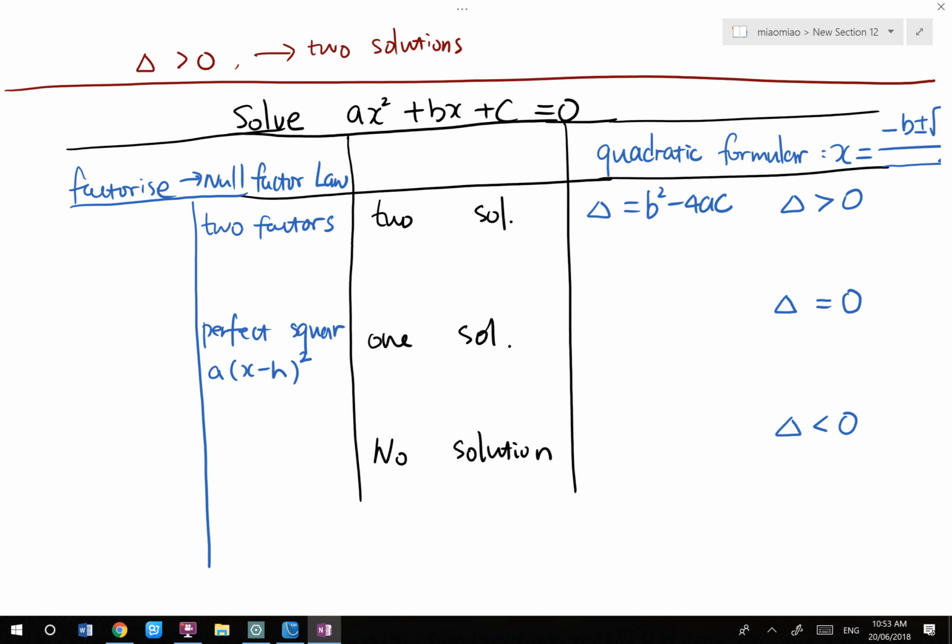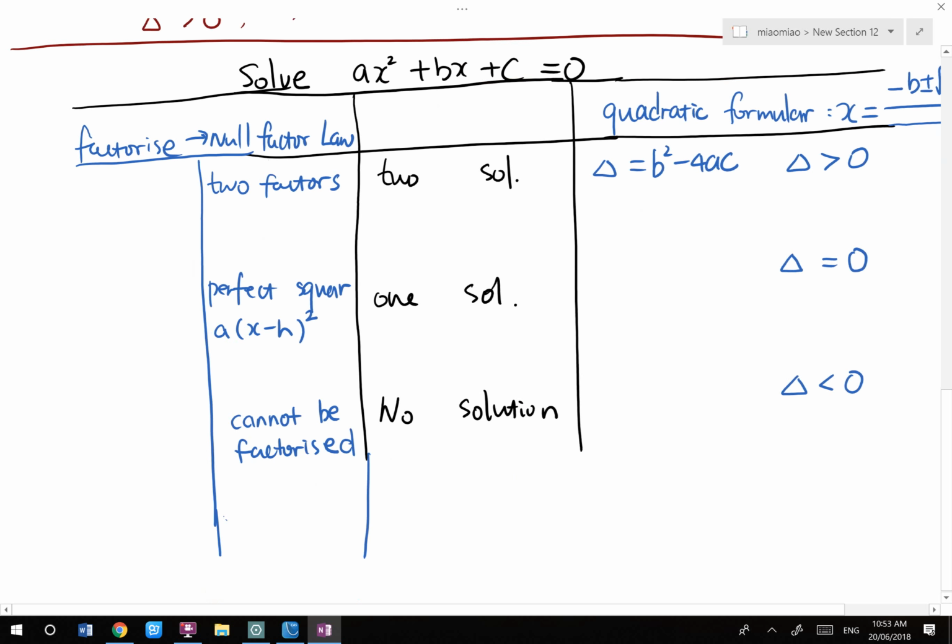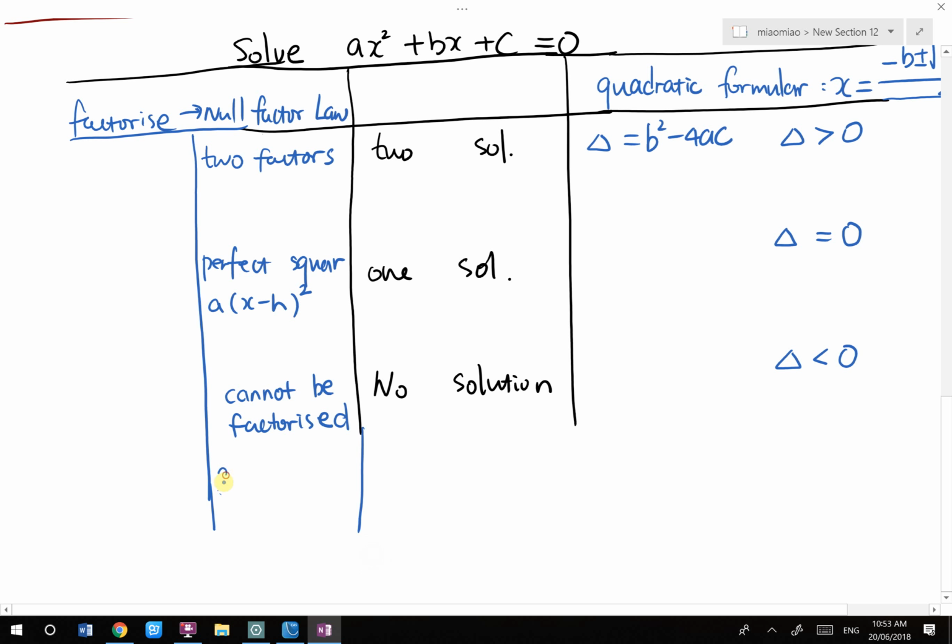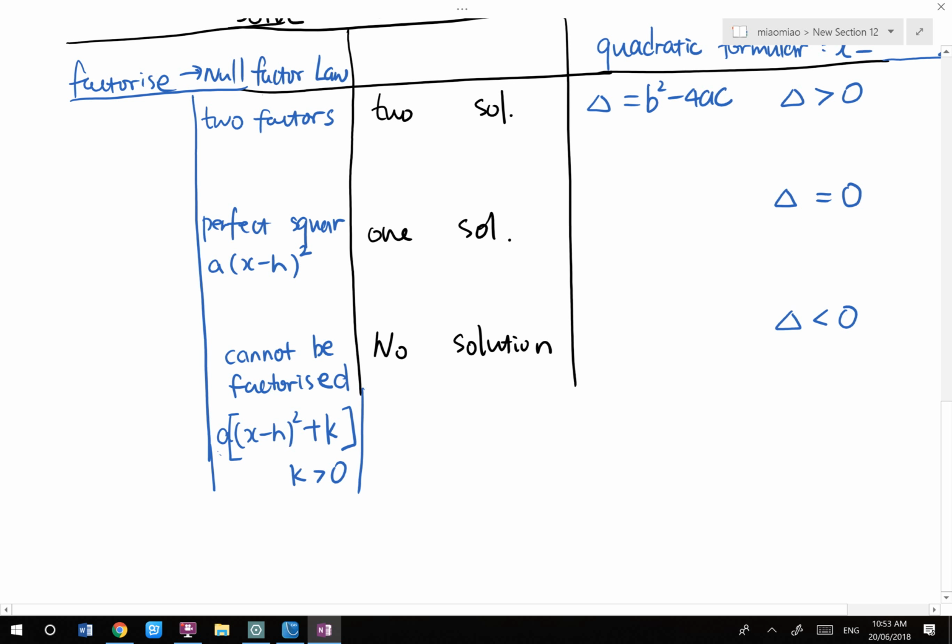And no solution means it cannot be factorized. So in which case can it not be factorized? It is a(x minus h) squared plus k when k is greater than 0. That's the case where you cannot factorize it. It means plus k, which means you cannot factorize it.